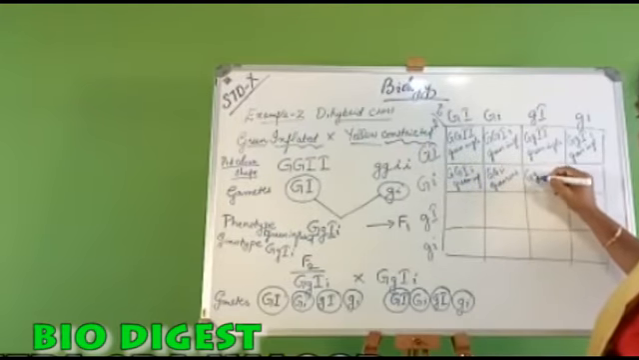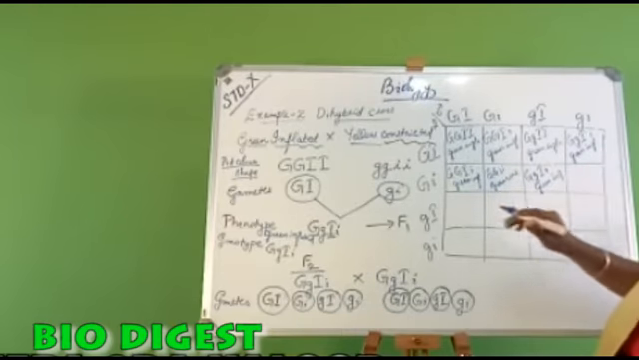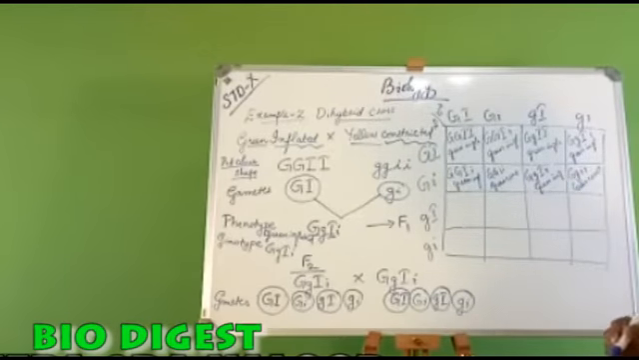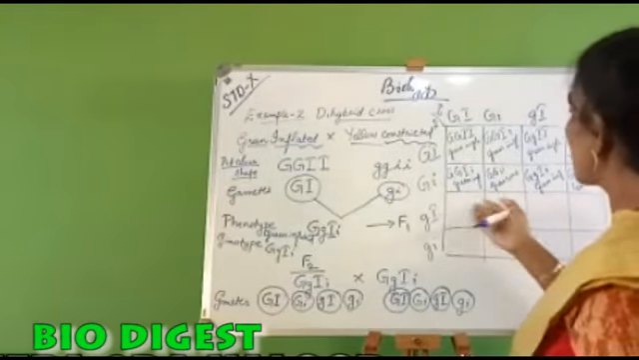So capital G, capital I, small i. Again, green, inflated. Now, this into this. So capital G, small i again. So what is it? Green, and both are small i's, so constricted. Moving to the third row.